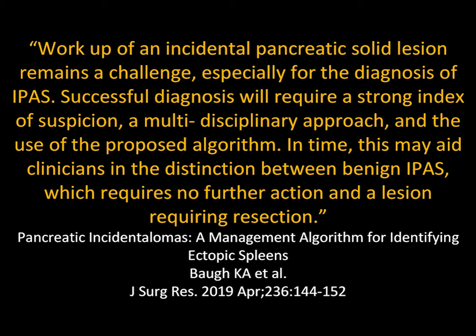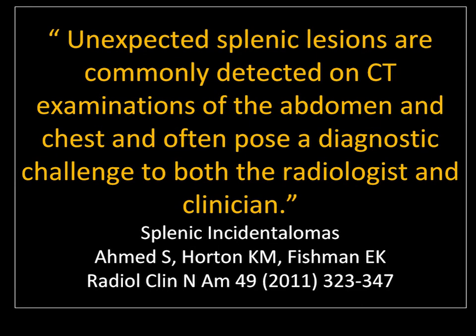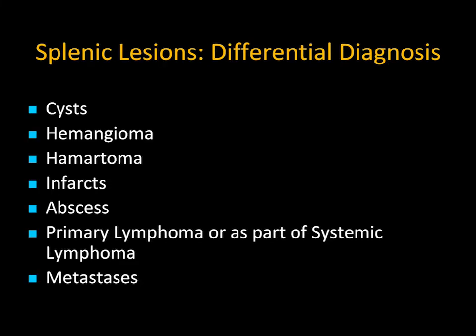Again, the key thing is you don't want to operate on somebody who does not have a neuroendocrine tumor and simply an accessory spleen. Now, we've spoken a decade ago about incidentalomas. Unexpected splenic lesions are commonly seen on CT and can pose a diagnostic challenge to the radiologist and the clinician. When we look at the differential, most splenic lesions are going to be benign.